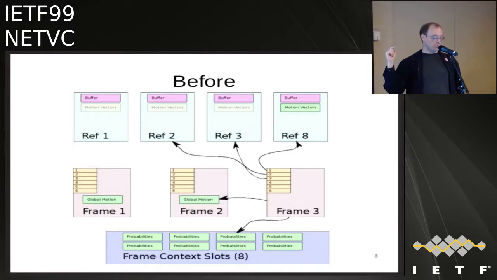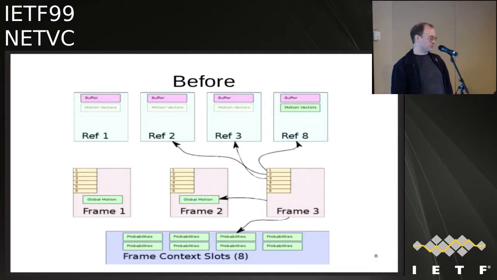And then when you pick your list of references to use for the current frame, the first one becomes the one that you draw those motion vectors from. But then down at the bottom here, there are these frame context slots that have all the probabilities in them. You point to some index in that table, which is coded in the header completely independently of all the reference frames. And then you have this global motion data, which is just always taken from the previous frame. And if you don't want to use the previous frame, then I'm sorry, you don't get to use global motion.